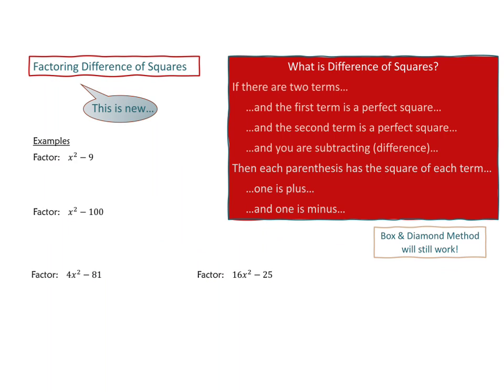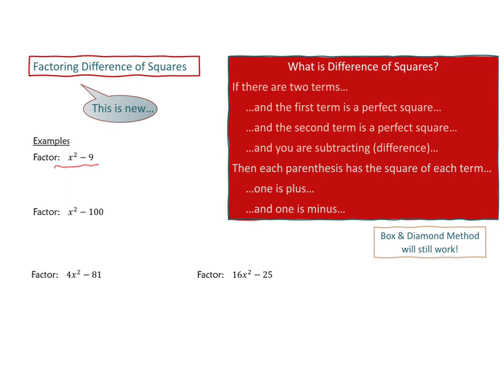How about factoring the difference of squares? What is the difference of squares? Well, we all know that a difference is a subtraction problem, correct? We can use factoring the difference of squares if there are 2 terms. For instance, x squared minus 9. And the first term is a perfect square, and the second term is a perfect square. In other words, they have a square root that's a whole number. And you're subtracting.